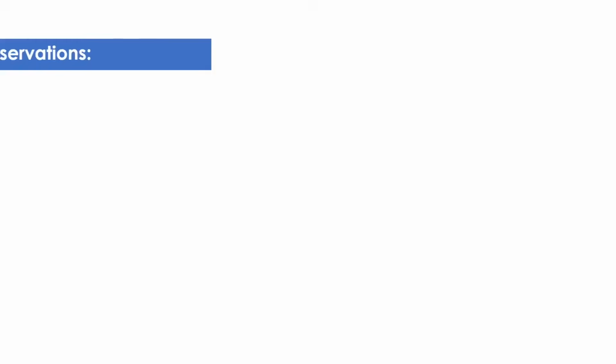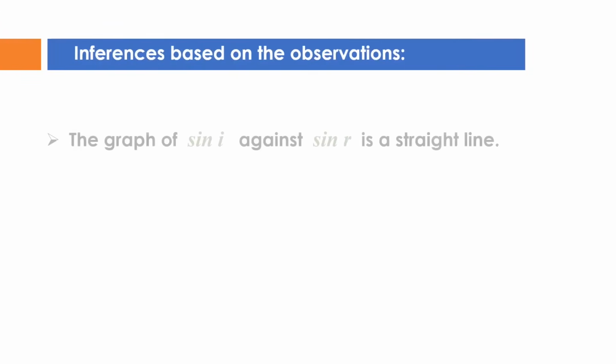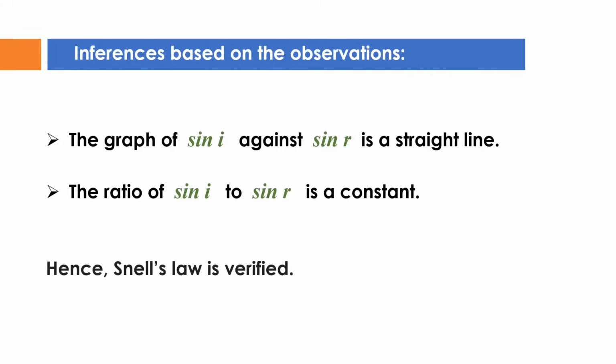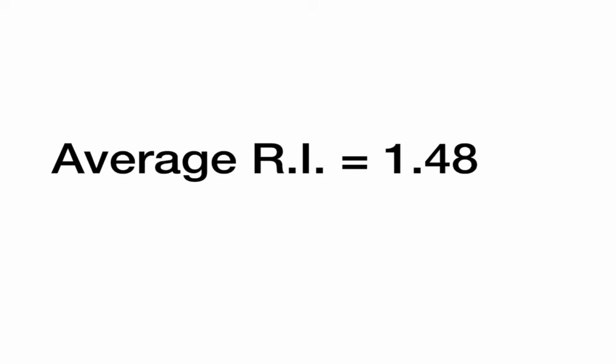The following inferences can be made based on the observations. Number 1. Graph of sin i against sin r is a straight line. Number 2. The ratio of sin i to sin r is a constant. Hence, Snell's law is verified. The refractive index of the glass slab is 1.48.